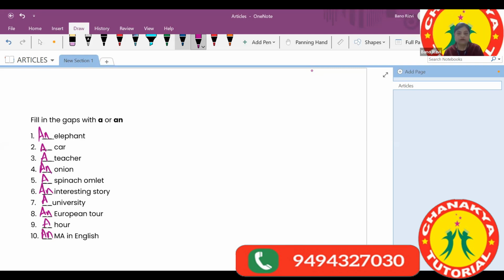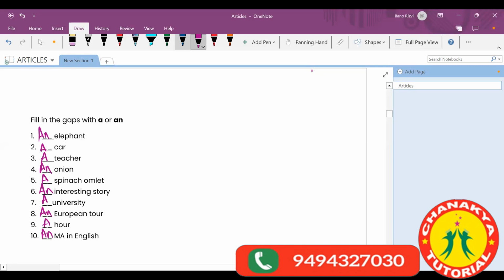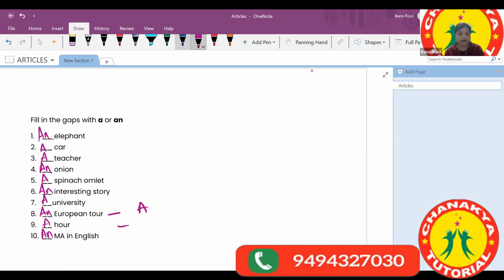Okay. Now, anybody has any correction? Everybody agree with her answer? Ma'am, I think the eighth one is a European tour and the ninth one is an hour. Like I told you, we are talking about sounds here. Now a comes before a consonant sound.